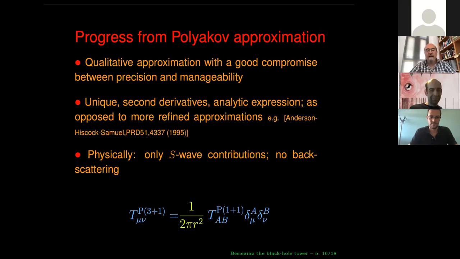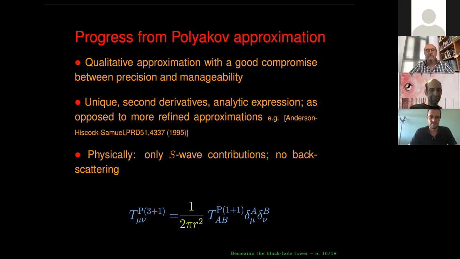And here you have, physically, what this Polyakov approximation represents. Not only does it take into account only the S-wave contributions of the fluctuations, it also neglects the existence of backscattering in the geometry. So you have here the essential form of the Polyakov approximation.